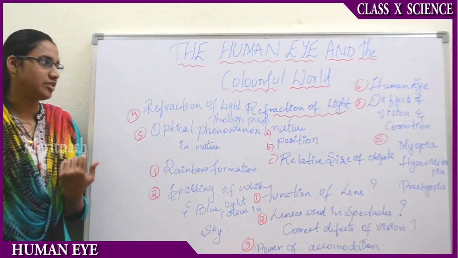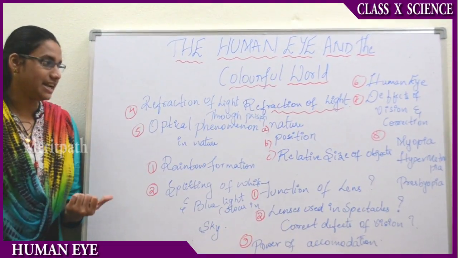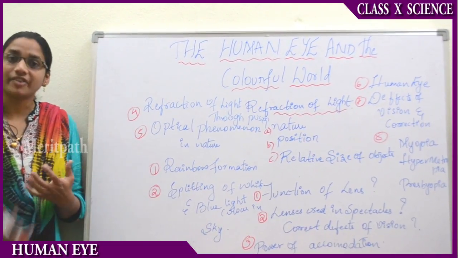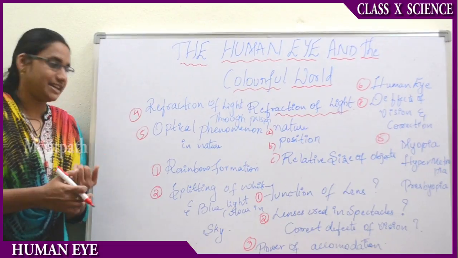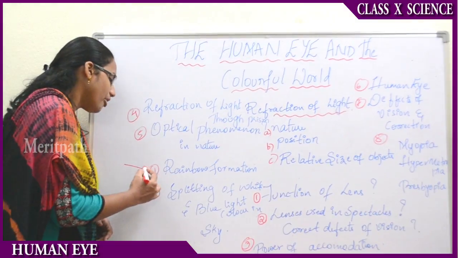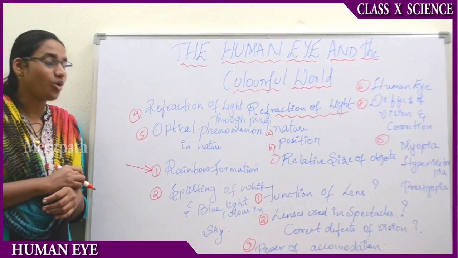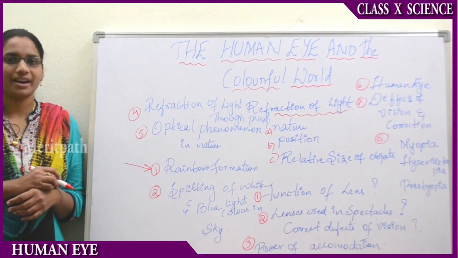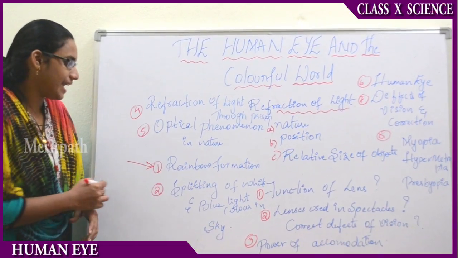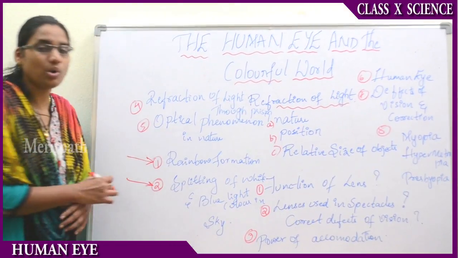Now, in this chapter, we will be studying in detail how rainbow formation occurs, right? It is a very interesting topic because we always see the rainbow. We will be studying how this is formed because of light refraction and the splitting of white and blue colors in the sky.